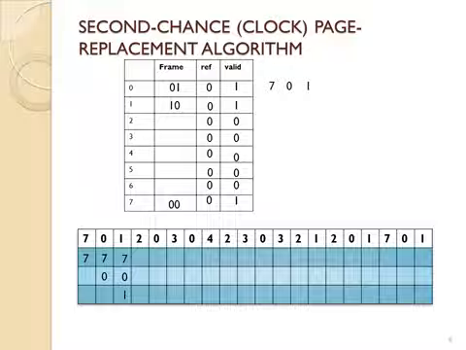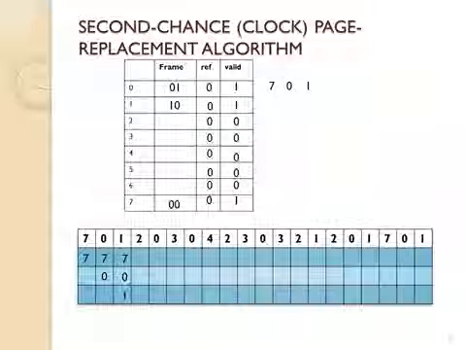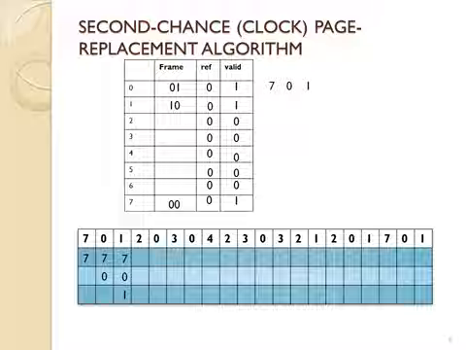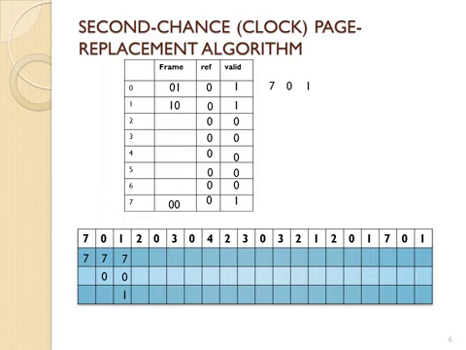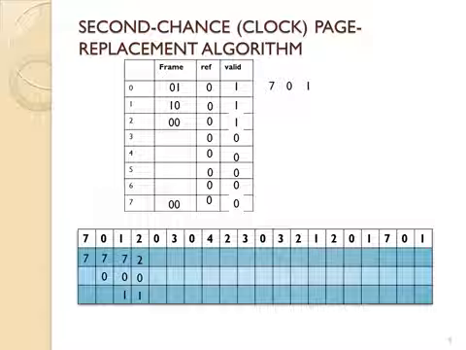And now we need page 2. So we have to select a victim, and this is first in, first out with a reference bit. Nothing has been referenced yet, so we will replace page 7. If you take a look there, you can see that page 7 has been replaced. Although it says that page 7 is in frame 0, it's no longer in frame 0 because it's no longer valid. Now in frame 0 we have page 2, which is valid.